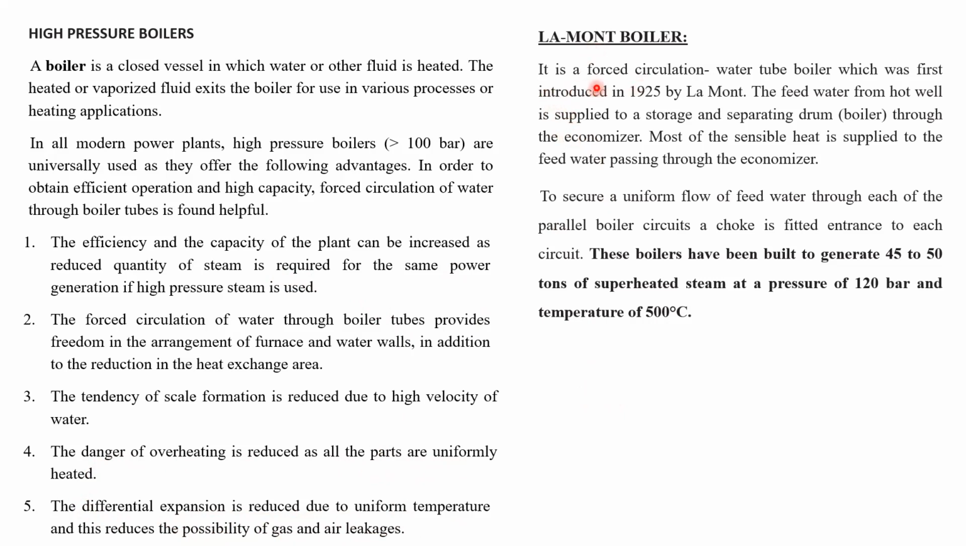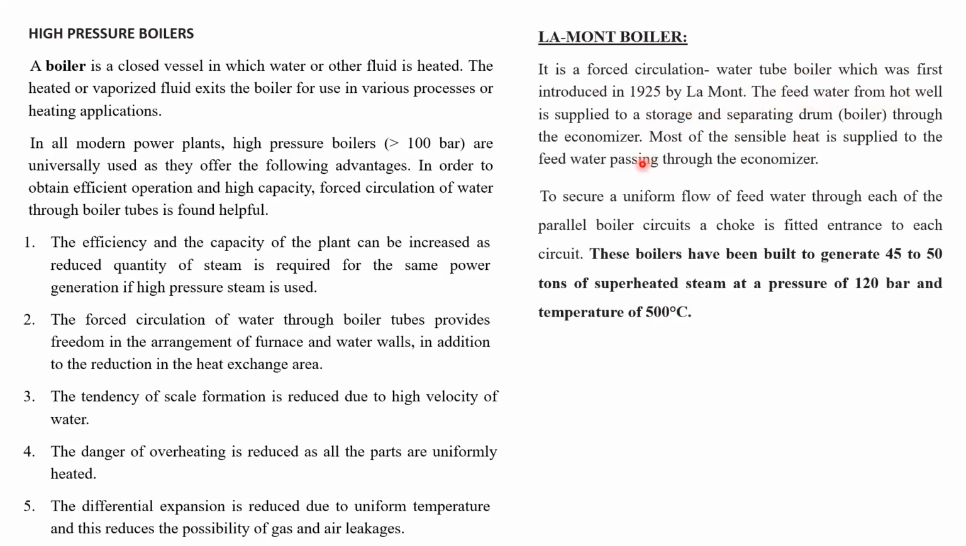So first we'll see, we are going to deal with two high pressure boilers. One is the Lamont boiler. It is forced circulation, meaning a pump is there, a water tube boiler, which was first introduced in 1925 by Lamont, hence the name given.